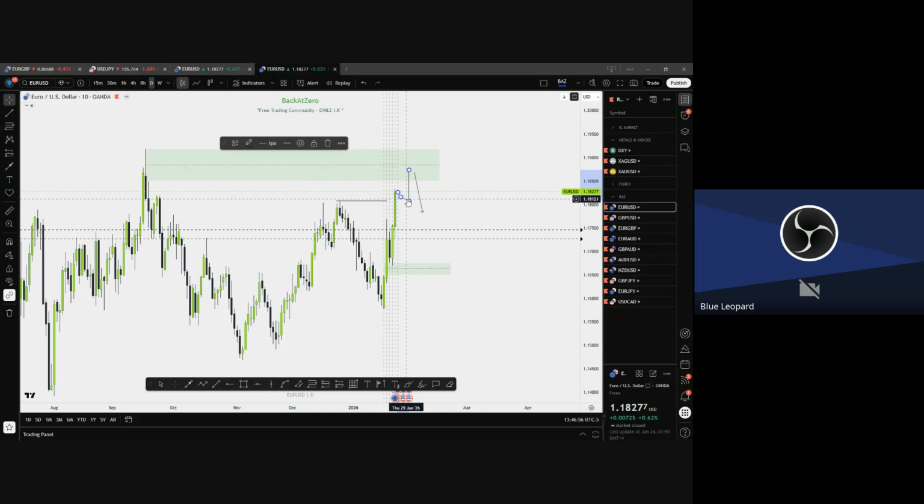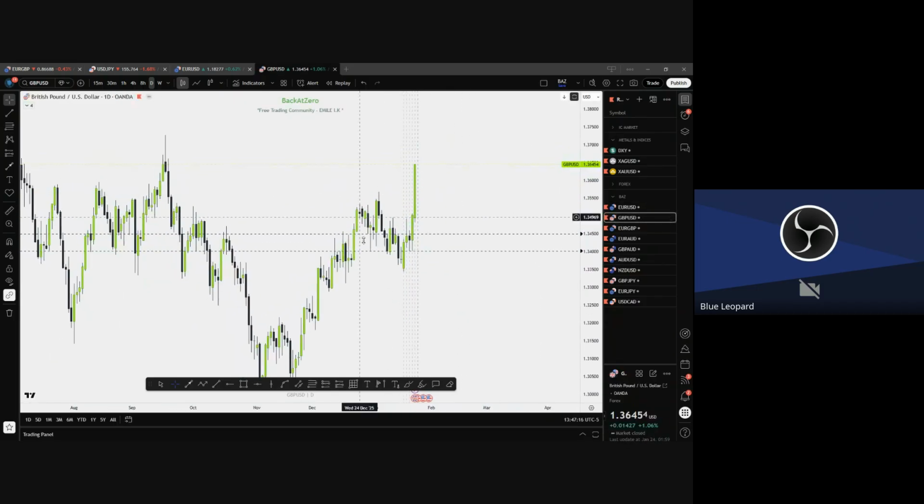Or if price starts by going lower, like this, Monday and Tuesday, we go lower. What do we have? The wick will probably go finish inside here. Why? Because we already have an expansion. What comes after an expansion? Retracement or consolidation. Same thing on GBP USD, big expansion.